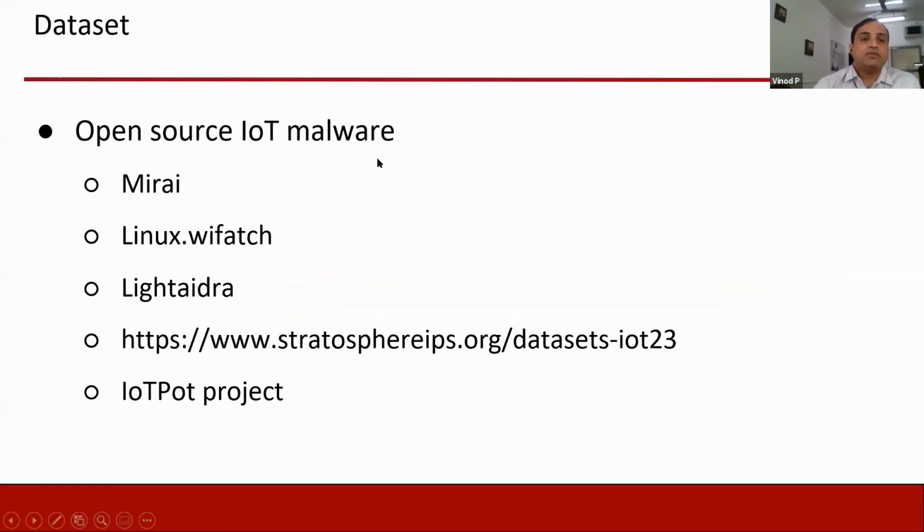To start with, we require an open source IoT malware dataset to prepare our own antivirus scanner. We have a large number of variants of Mirai, which is already available. Then Elex Wi-Fi, then Light Aidra, and there is a large collection of IoT malware network traffic available in the project called Stratosphere. There is another project called IoTPOT, from where we can collect the IoT malware source code and do an analysis.